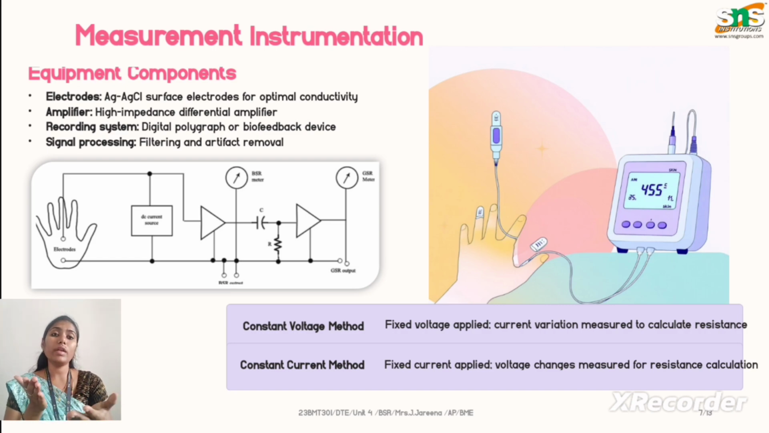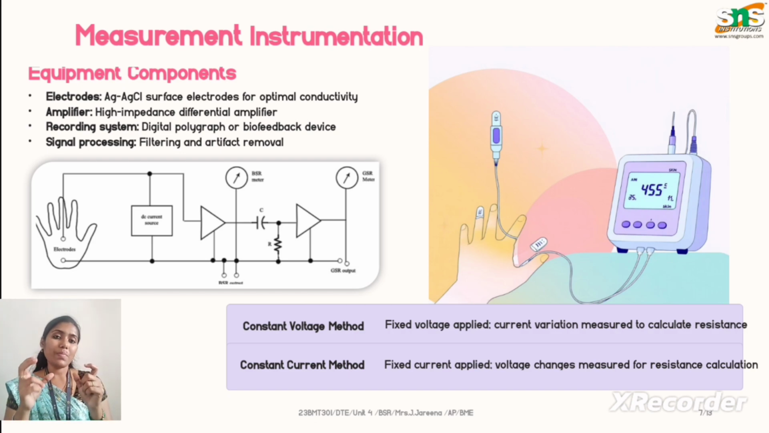So it can go with either the constant voltage method or the constant current method. In the constant voltage method, we apply a fixed voltage, and the current variation is measured in accordance with the change in resistance. Similarly, for the constant current method, we apply a constant current, and the voltage changes based on the change in resistance. These are the two methods employed in BSR measurement. And there is one more component, called GSR.